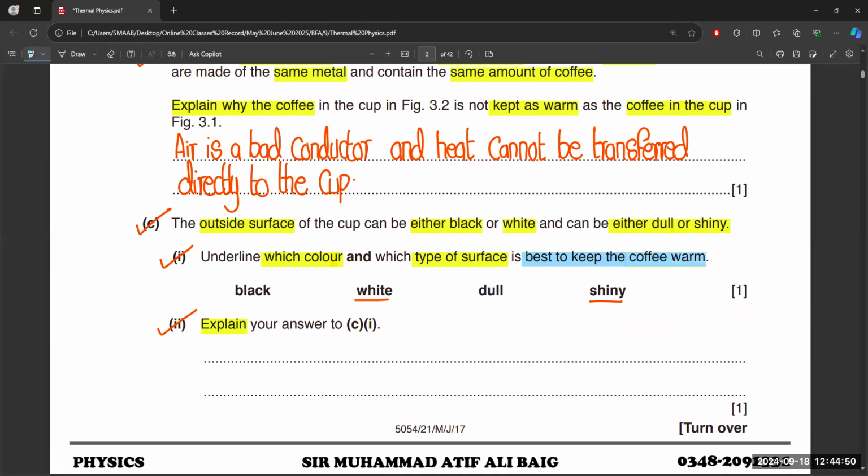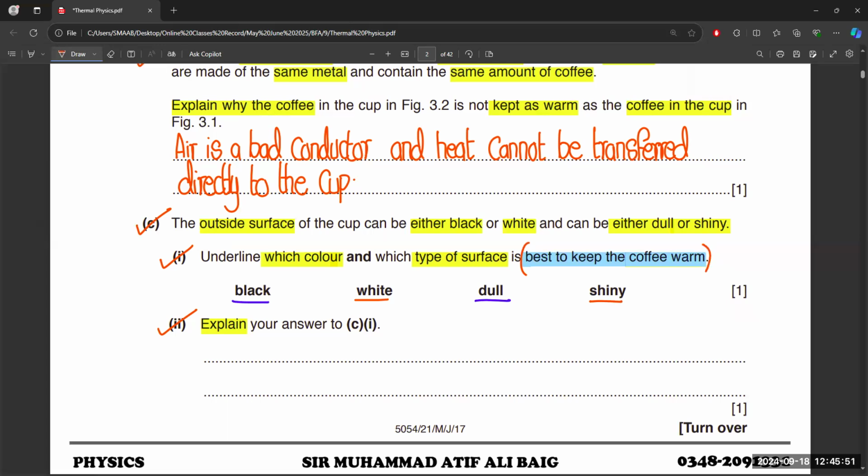So basically, let's check black dull and white shiny, right? If we choose the combination of black and dull, we know these are good absorbers and good emitters, okay? Let's suppose we take the example of coffee: if you want to keep coffee warm for a longer time, what will you do? If you want to take that coffee to the office or somewhere, definitely we carry a thermos flask, right? And if you observe, the outer surface of the thermos flask is shiny, because our main purpose is to keep it warm for a longer time, okay?